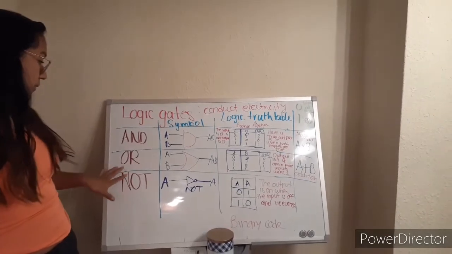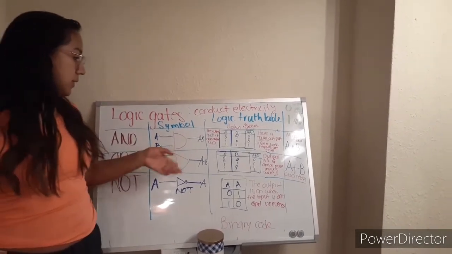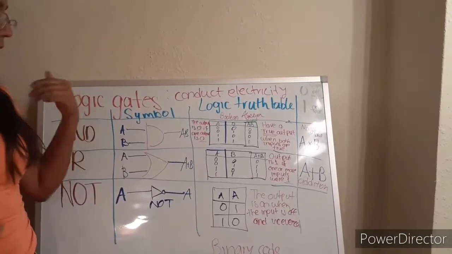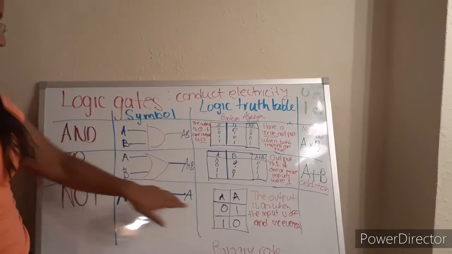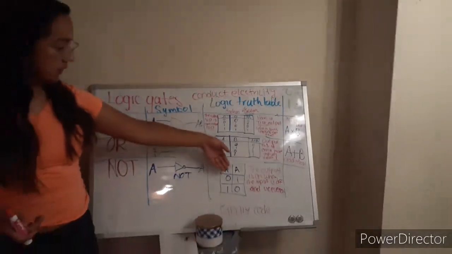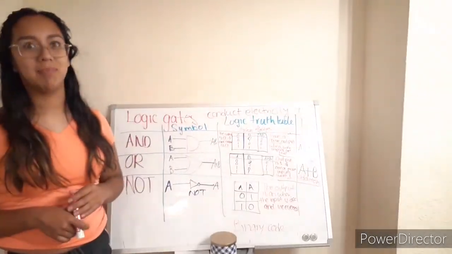And then, for example, in the NOT, the output is on when the input is off, and vice versa. Here we can show the 0 and 1, and then 1 and 0.